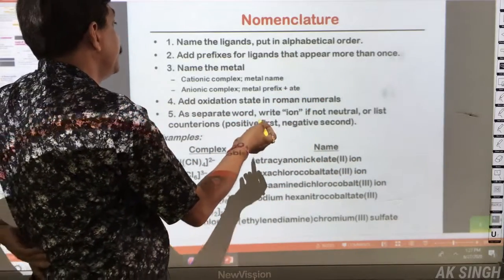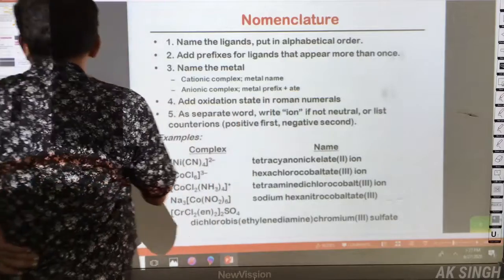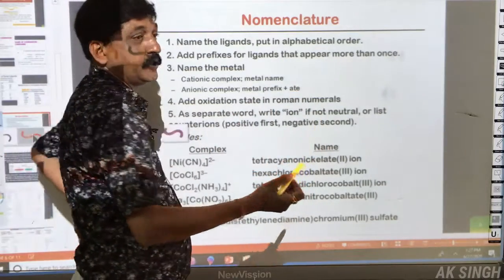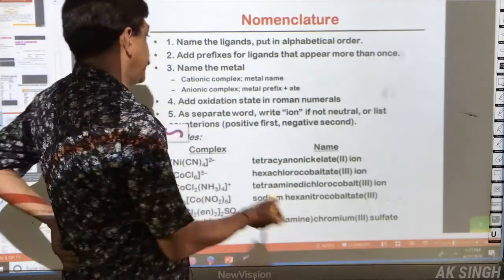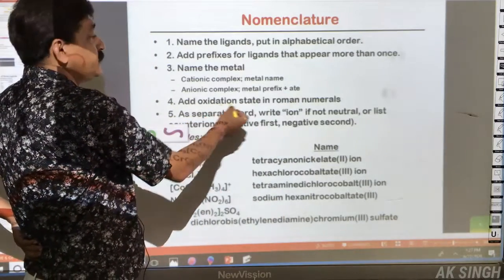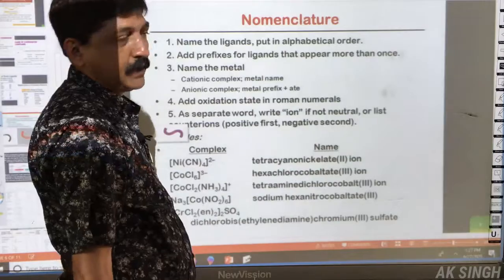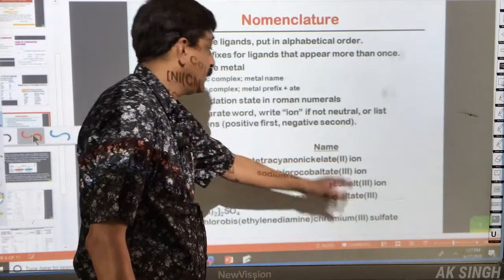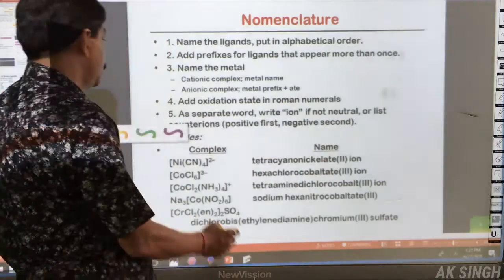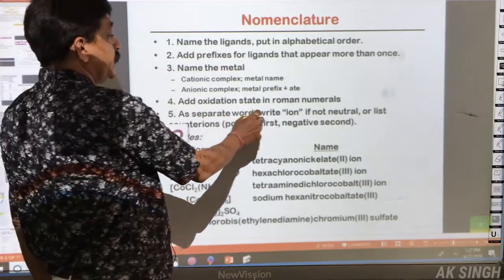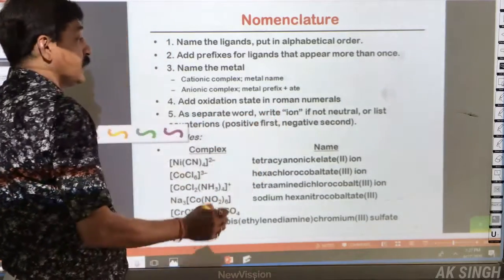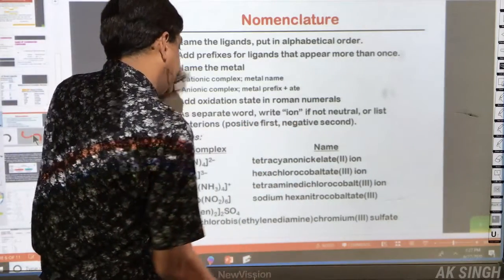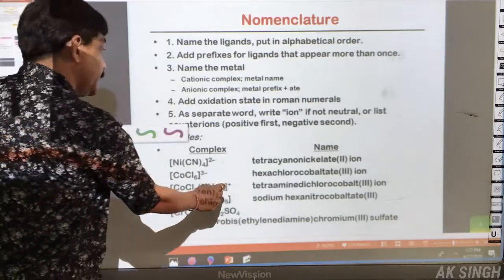If it is anionic, then we add -ate as suffix: platinate, cuprate, ferrate. Add the oxidation state in Roman numerals, as in this case. Then write "ion" as a separate word if the complex is not neutral. Always name the cation first, positive first, negative second.